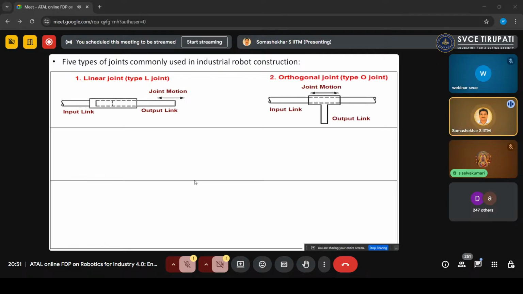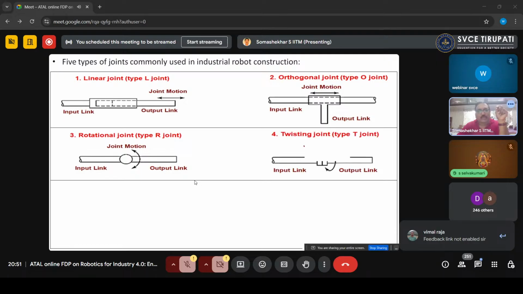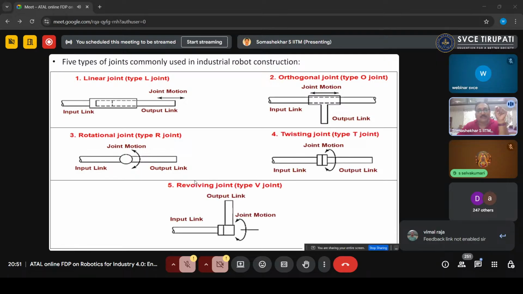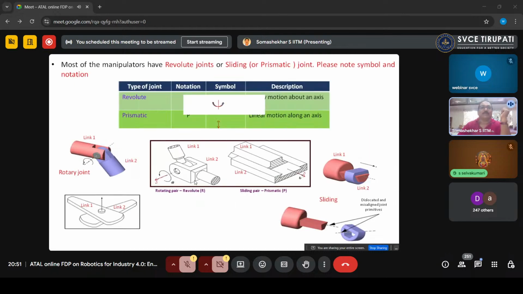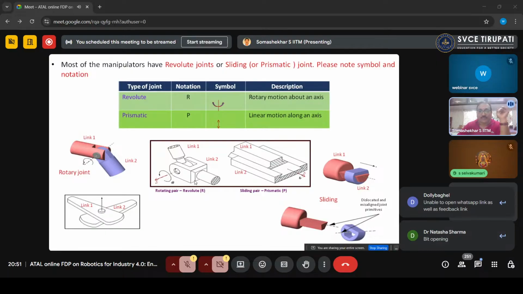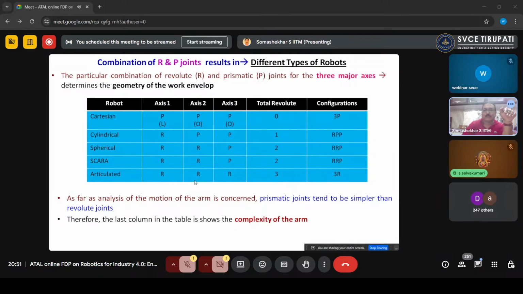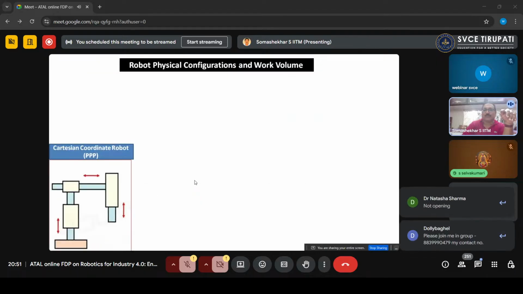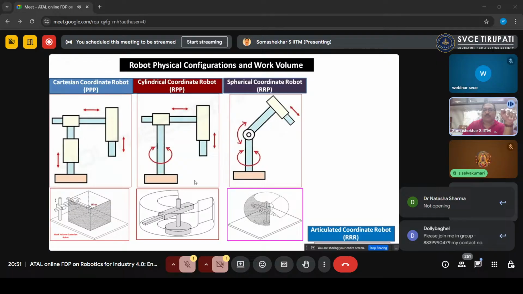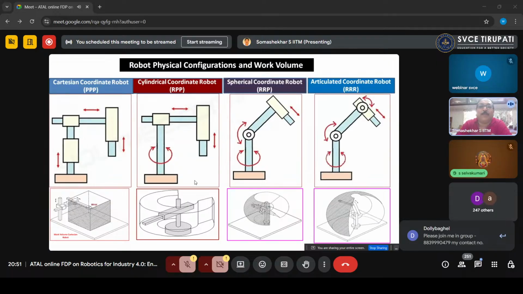The linear joints are there to achieve orthogonal joints. The different types of joints are used in robotics to achieve the required kinematics. Most frequently, revolute joints and prismatic joints are used in robotics. The combination of these joints results in the Cartesian coordinate system, cylindrical, spherical, SCARA and articulated robots. The physical configuration and the volume where the robots will work depend upon your selection of the joints.